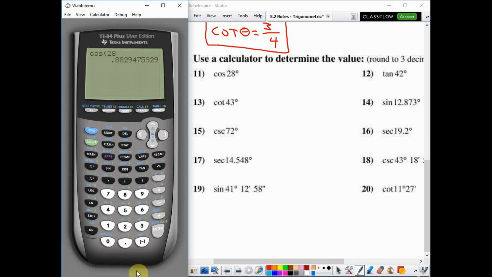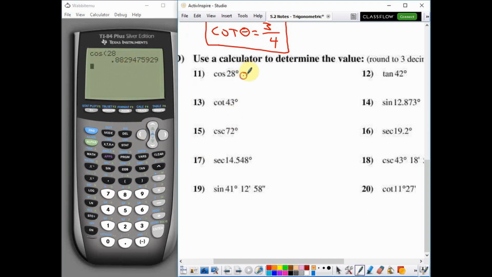And I get 0.882, and that's 3 decimal places. After that is a 9. Anything 5 or above bumps that third one up. So I get 0.883.